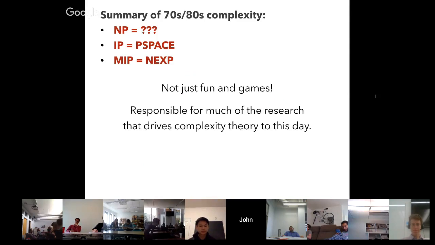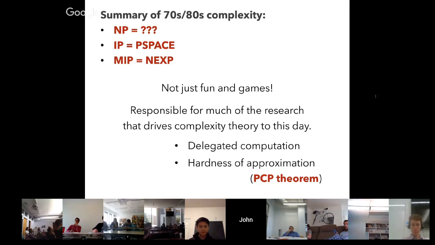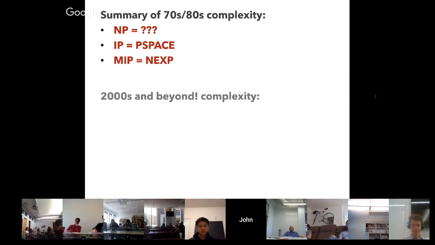This isn't just fun and games, this is serious research. Why do we do this? Part of it is to study the fundamentals of proofs and the power of different proof systems. But in addition to this loftier idea, this is also responsible for a lot of the concrete research that drives complexity theory today. Two very good examples are delegated computation and hardness of approximation, which are direct descendants of this line of research. For example, the PCP theorem is just like the proof of MIP equals NEXP on steroids. All right, so that's 70s and 80s complexity. But of course, we're not in the 70s and 80s anymore. It's the 2000s.